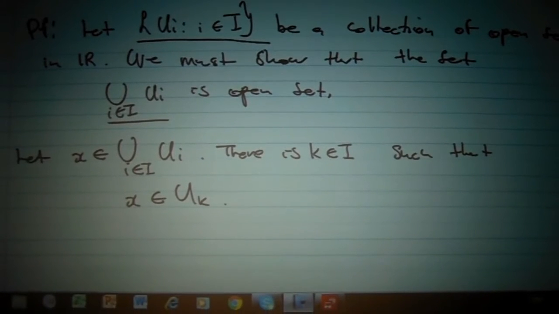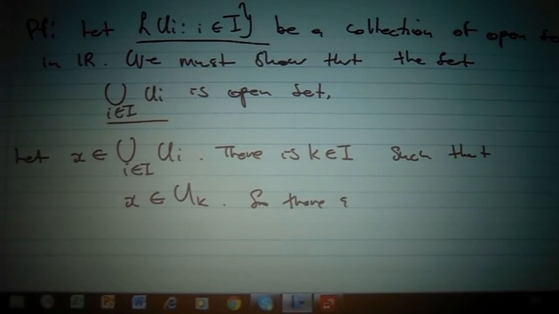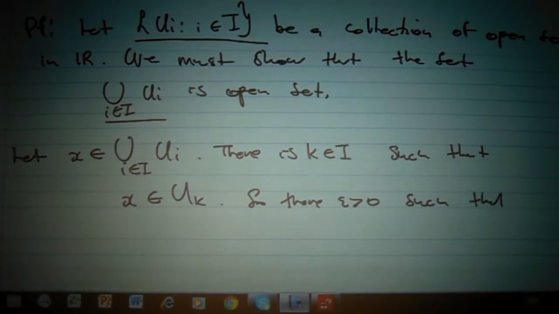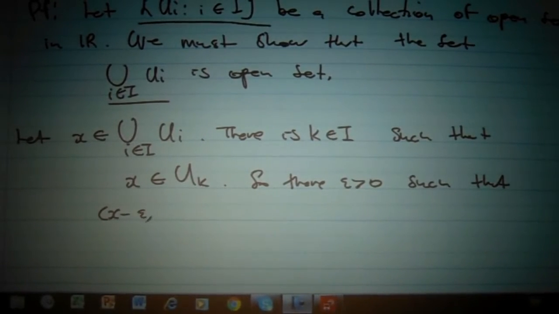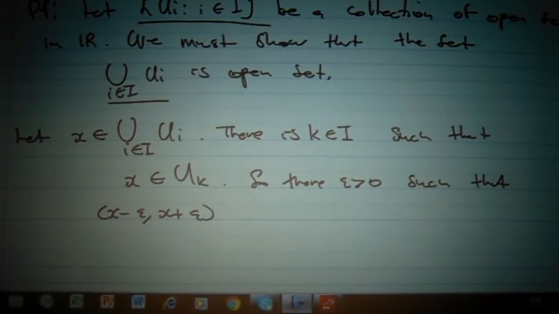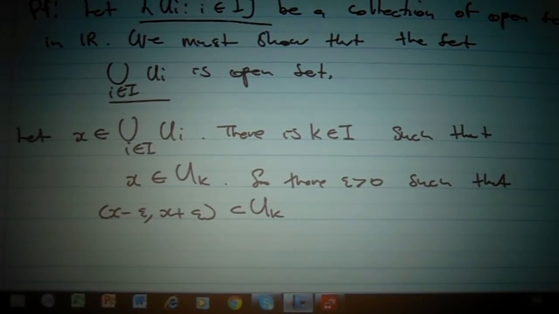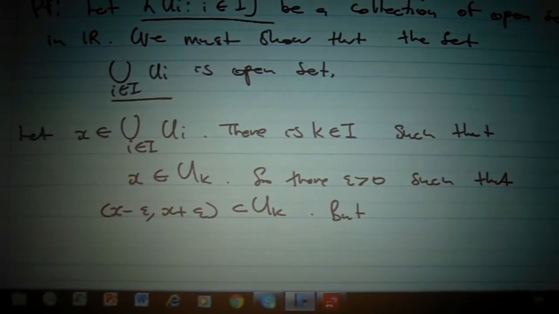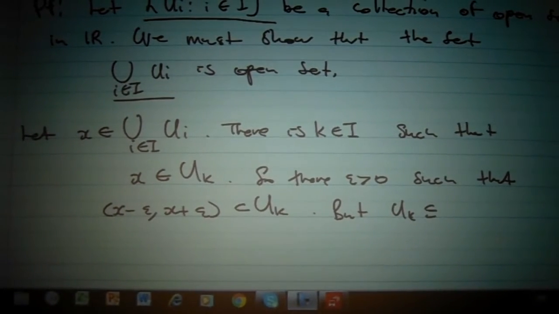So what can we say? Since x and k are arbitrary, there is an epsilon, right? So there is epsilon positive such that (x minus epsilon, x plus epsilon) is in this U_k, right? You agree? But what can we say now? U_k is a subset of the union, right? Is it true?